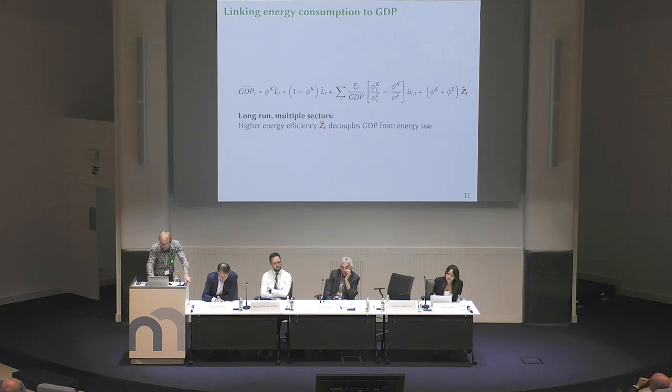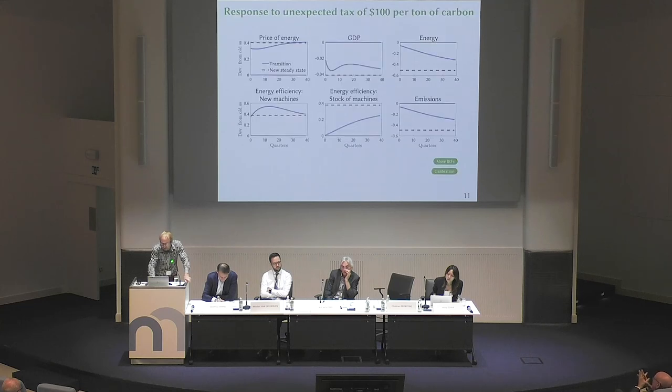So you can also see that here in this picture. Energy falls by 50% in the long run, and the energy efficiency of the stock of machines goes up by almost 40%. And so even though energy consumption falls by 50%, GDP doesn't fall by 50% because we become much more efficient. It only falls by 4%.